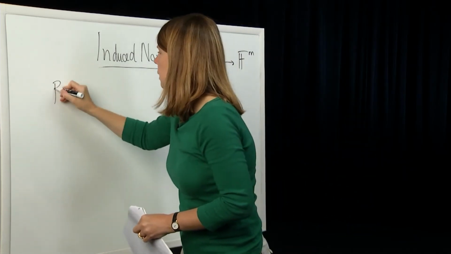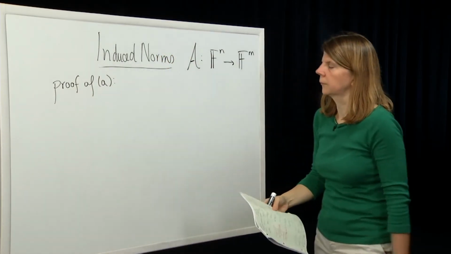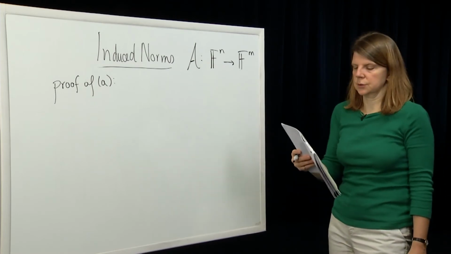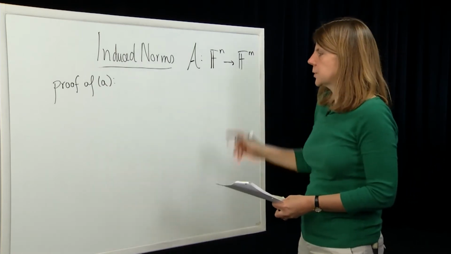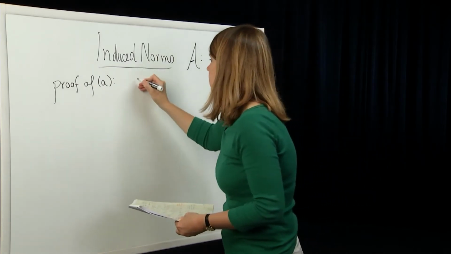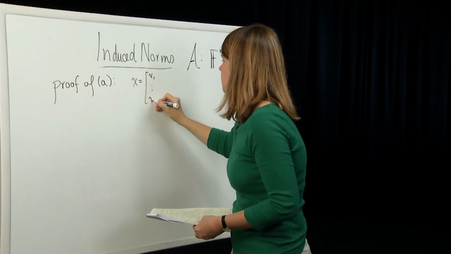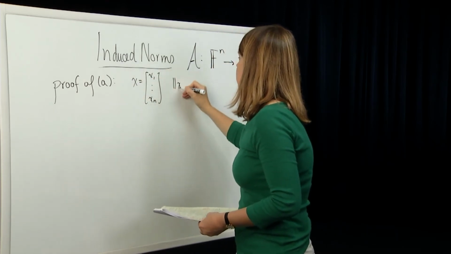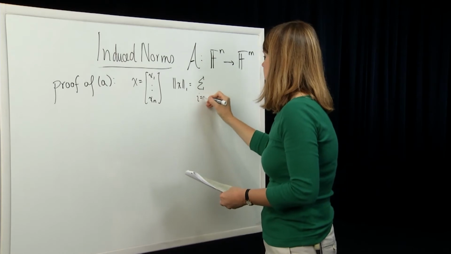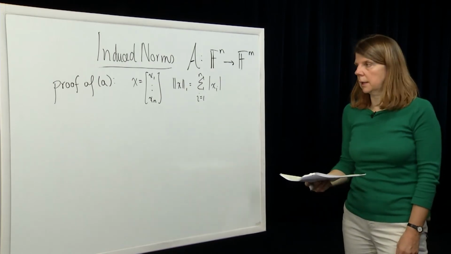Okay, so proof of A. And for that, we need to remember our definition of the one norm for the corresponding vector space, Fn. And so we go back to our vector norms, and we remember that the one norm is simply, if we had a vector x with elements x1 up to xn, then the one norm of x is simply the summation from i equals 1 to n of the absolute values of the individual components xi.